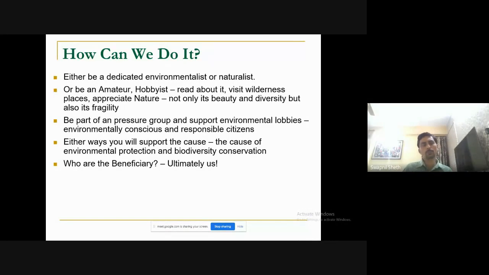Only if you do that also, then use those products which have less packing material, indigenous things, fruits and other vegetables and other things that you may think, and be a part of any NGO, any pressure group or any organizations or people groups which are making lots of efforts to save these ecosystems. Either way you will support the cause.